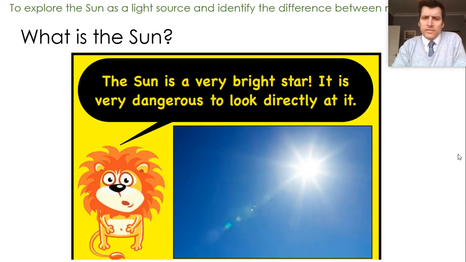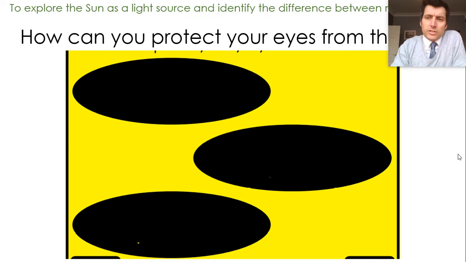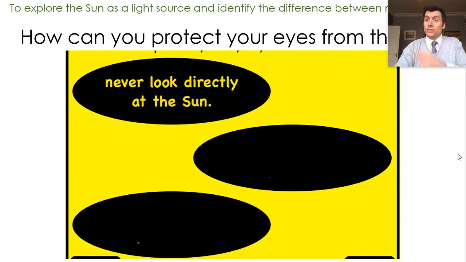The sun, then, we've said it's a star. It's a really, really bright star. Something that we need to be careful of because it's really interesting, the sun. It's really magical. However, it's so powerful that we mustn't ever look at it. Okay. If we look at it directly, it can hurt our eyes really badly. So we mustn't ever look at it. Okay. 3 ways we can protect our eyes from it. Okay. 3 ways. Any ideas? Shout out.